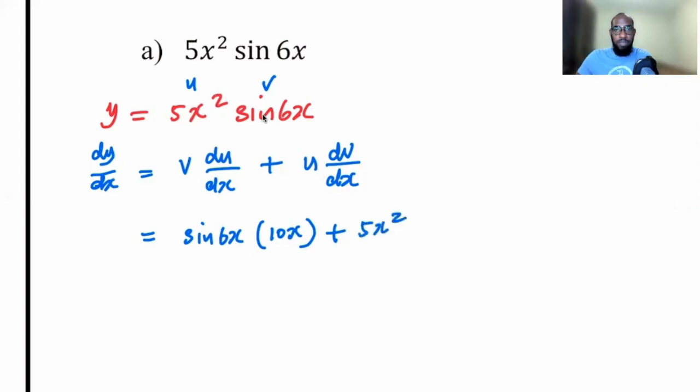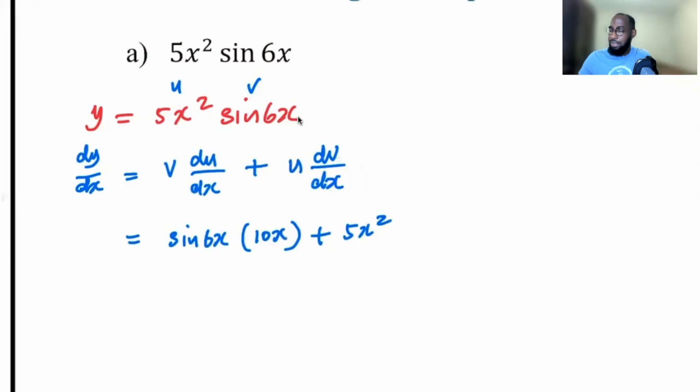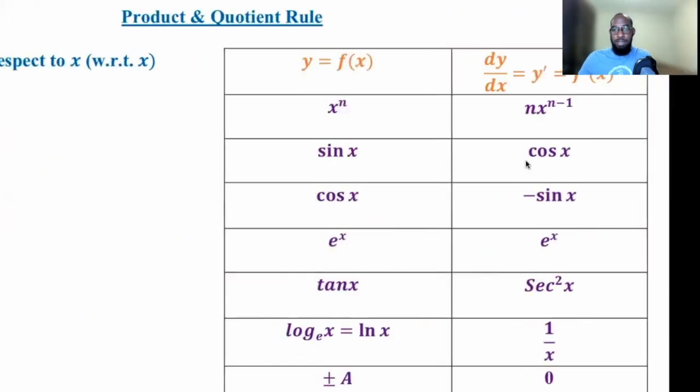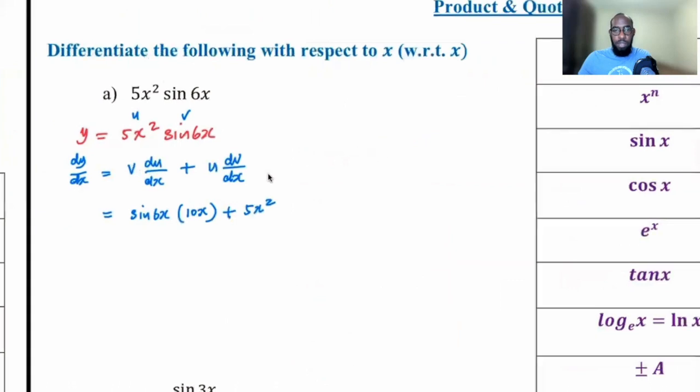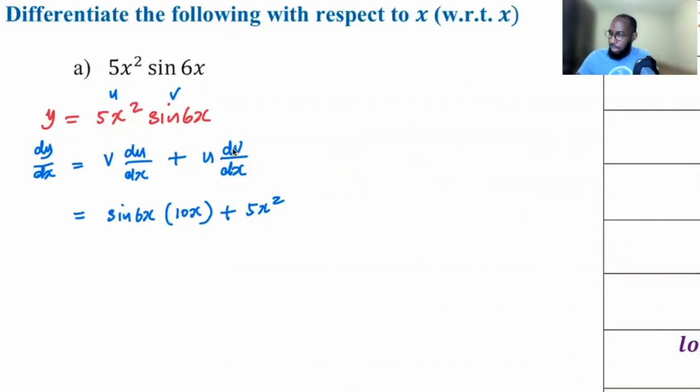And then you differentiate v, the differential of sine 6x. If we have to remind you, the differential of sine x is cos x. So if you differentiate v, which is sine 6x, you will get cos 6x. And it doesn't stop there. Then you multiply by 6. Remember, the differential of sine 6x is cos 6x, and then you have to differentiate the 6x. Don't forget that. When you differentiate 6x, you will get 6. Close bracket, continuing.